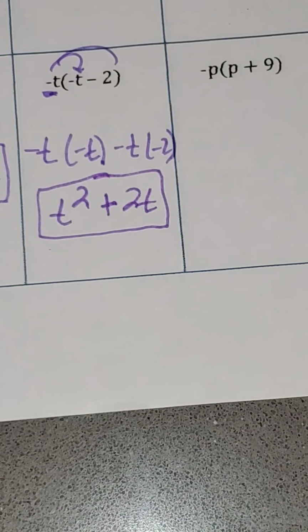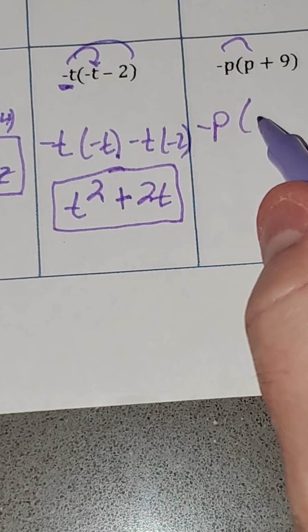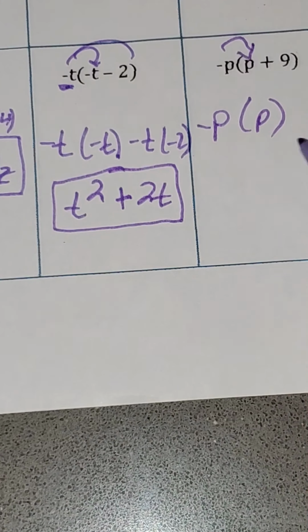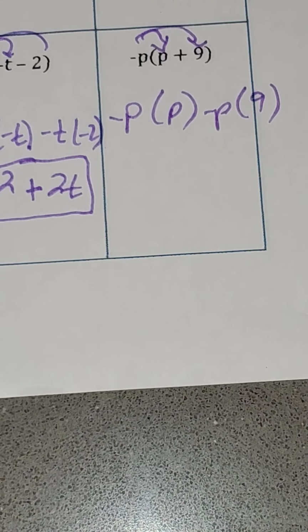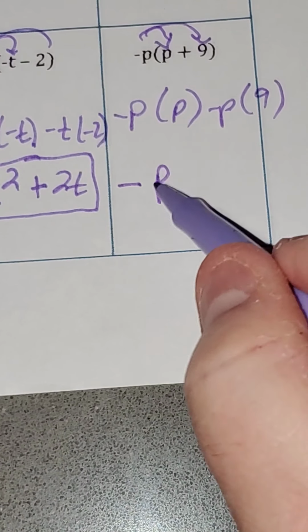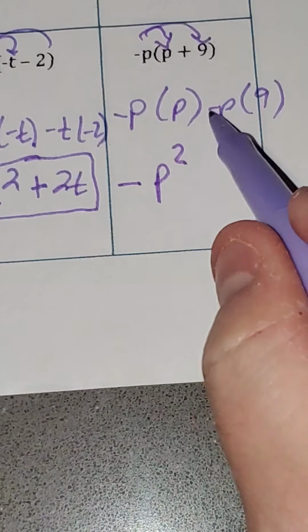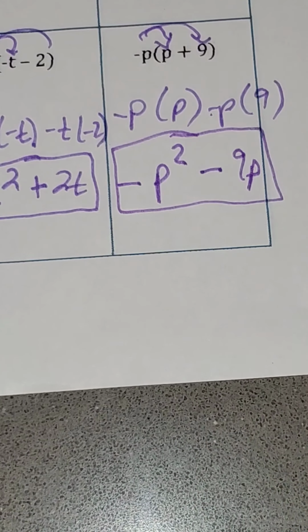Good. Last one. I've got negative p times positive p. And then negative p times positive 9. I'm sorry about that. Okay. Negative times positive is a negative. P times p is p squared. Negative times positive is negative. P times 9 is 9p. And we are done. I hope you're getting some valuable instruction here.